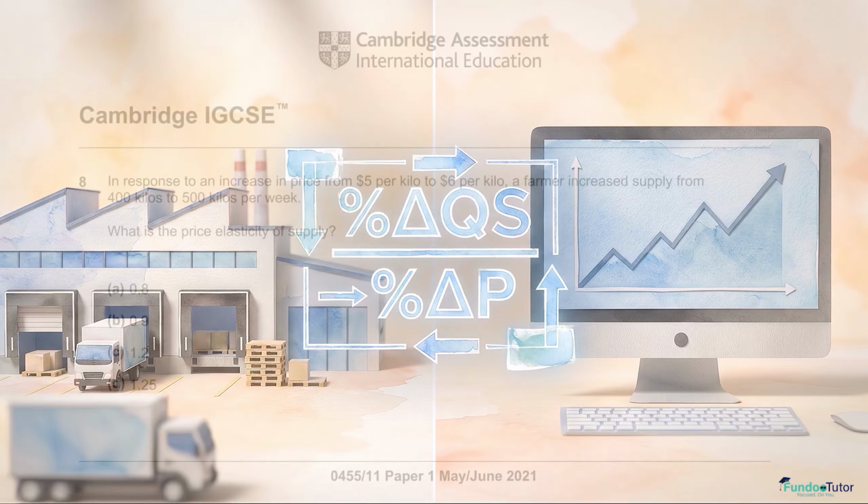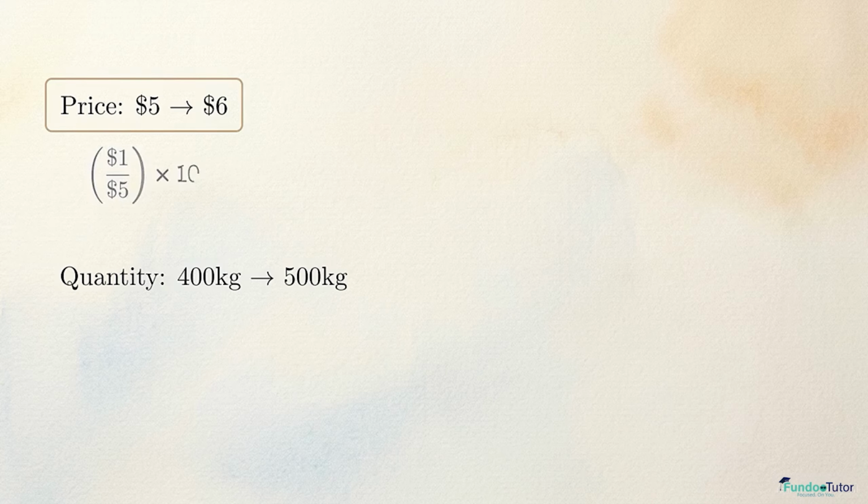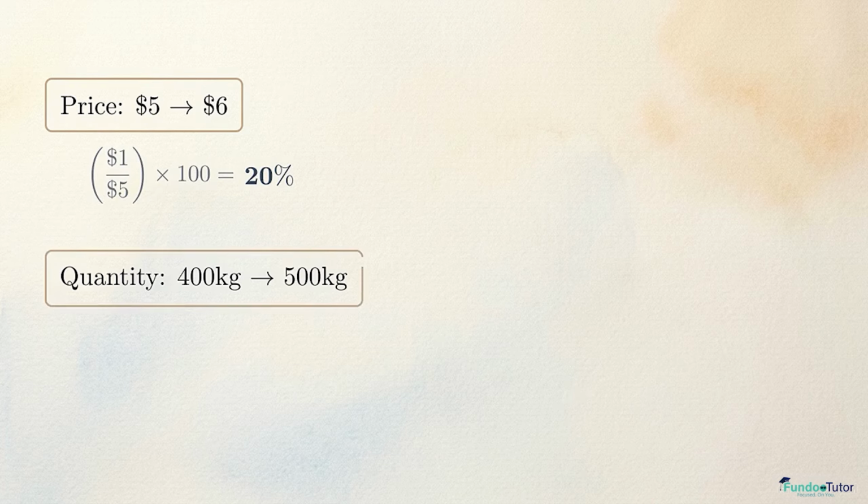Let's apply that tool to a paper 1 calculation. In question 2, the price of a product increases from $5 to $6 per kilo, and in response, the farmer increases supply from 400 to 500 kilos. Pause the video here. Calculate the percentage changes for both price and quantity, and see if you can select the correct elasticity value. Starting with the price, a $1 increase on an original $5 base means the price increased by exactly 20%. Looking at the quantity, an increase of 100 kilos from the original 400 kilo baseline yields a 25% change in supply.